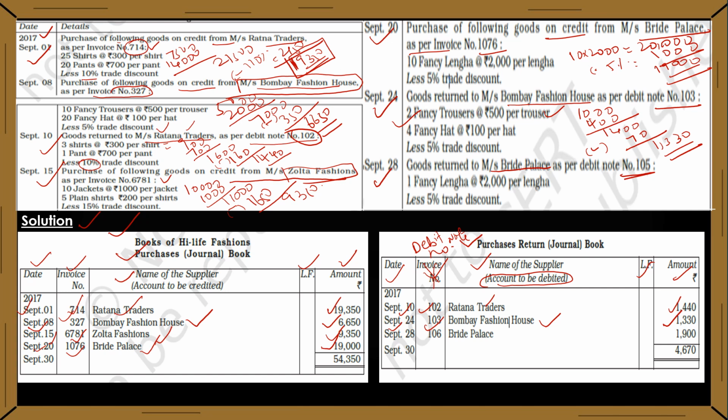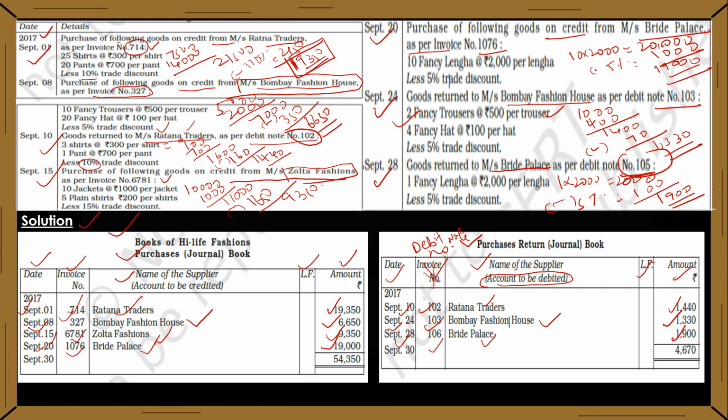So again we have to return only in the purchases return journal. September 28th, debit note number is our source document. It is 106. Supplier name is Bride Palace. Let us see the amount now. 1 into 2000 is 2000 rupees. On that 5% trade discount is 100. So the net amount to be taken is 1900.